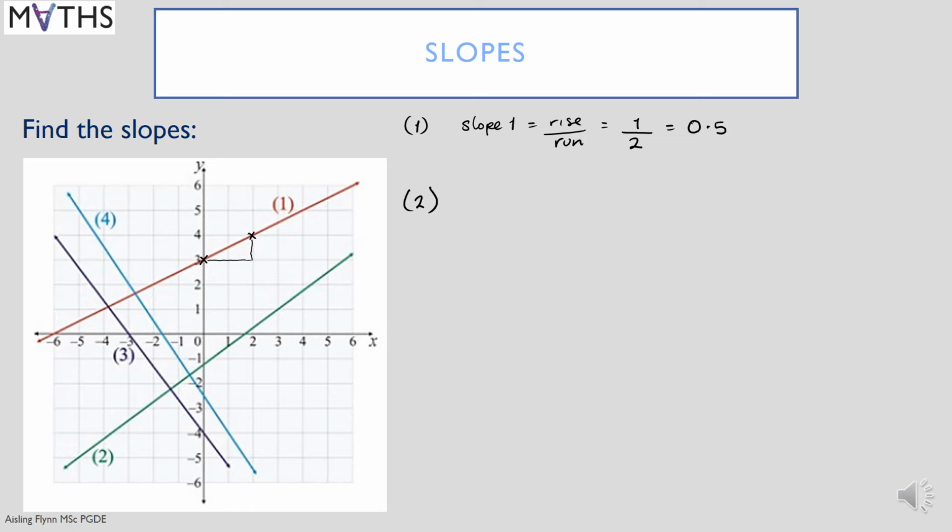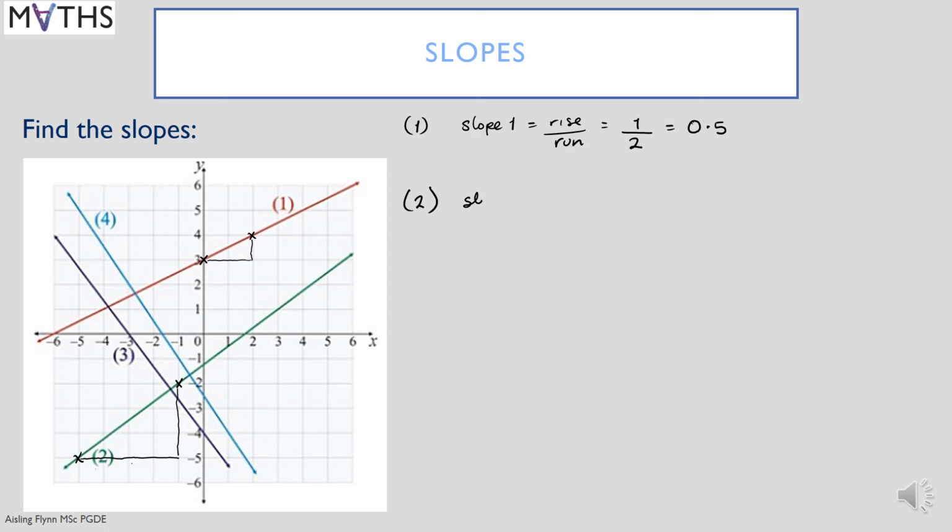Again, let's find 2 points that are on grid lines. So there's one down here right at the very bottom, and the next one I see crossing a grid line is here. So again, construct your horizontal and your vertical. So that's 1, 2, 3, 4 units across.